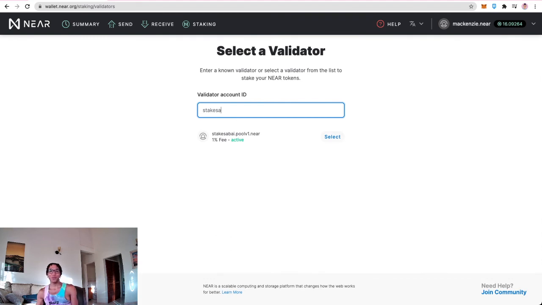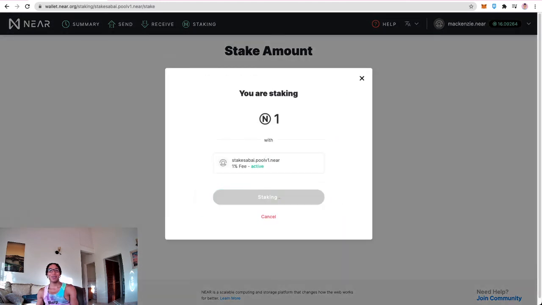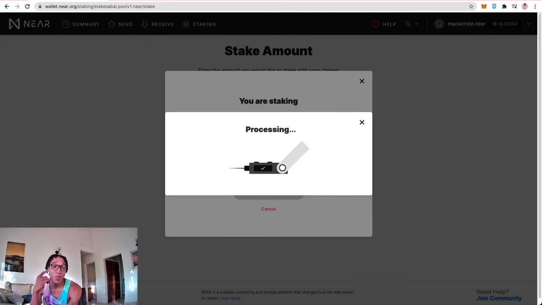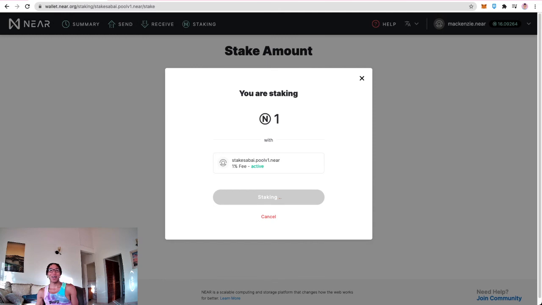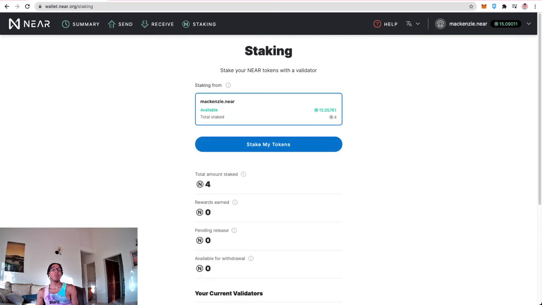Stake Sabi. Okay. And we're going to stake one near with that validator. Submit stake. Confirm. And we're just going to go for all these validators. And so over time, with one near, we might not even see our rewards on the UI, actually. So maybe I should have done this with a higher amount. But it's that easy. You could stake with multiple validators.